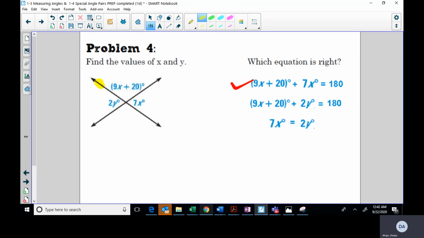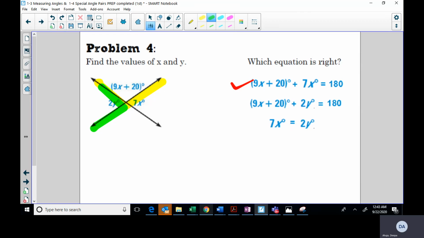This is your 9x plus 20 plus 2y. Miss Ahuja, here also we have a common side, right? We have a common side and it is forming a T structure. That yellow and green are forming one straight line. Yes, very true. We can use this setup.